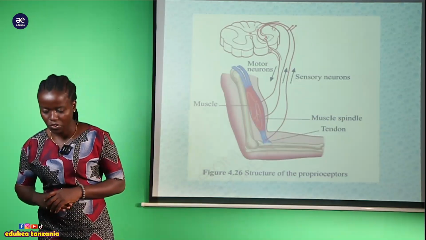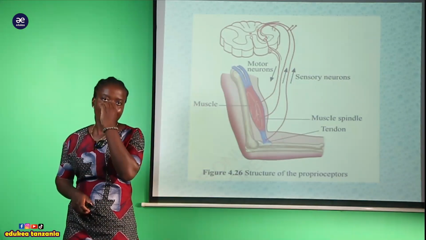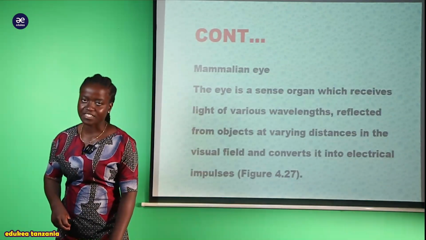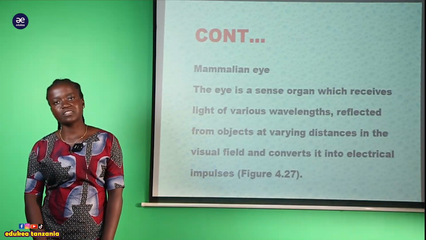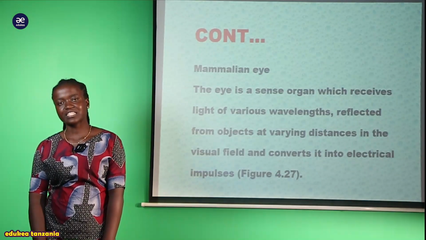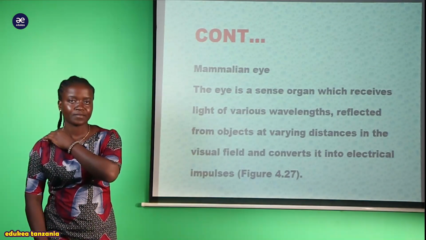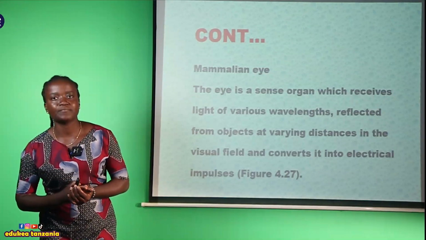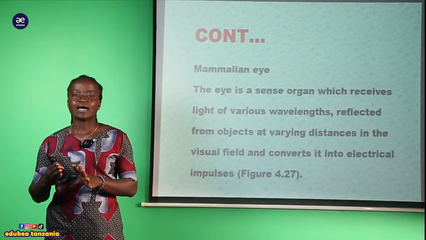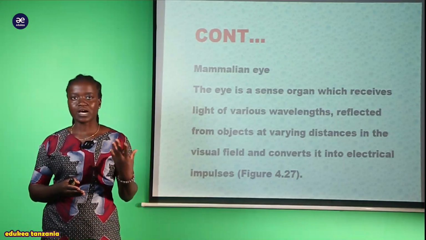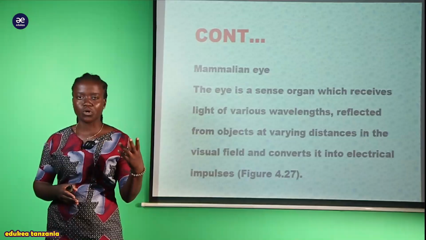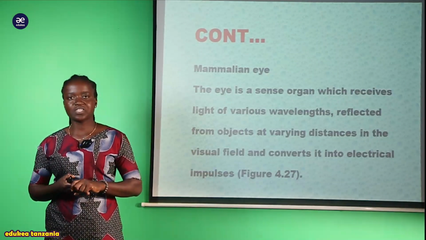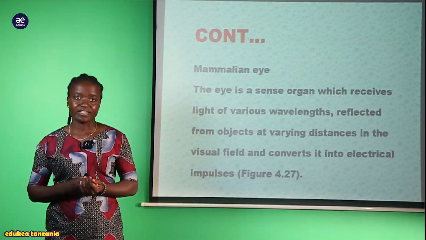Also in this session, we are going to start looking at the mammalian eye. That is the sense organ which is found within animals of the class mammal. So tunaenda kuangalia lile jicho la binadamu au jicho la mamalia yoyote. We are talking about cows, cats, dogs. All of those are mammals. So specifically here, we are going to see the mammalian eye.